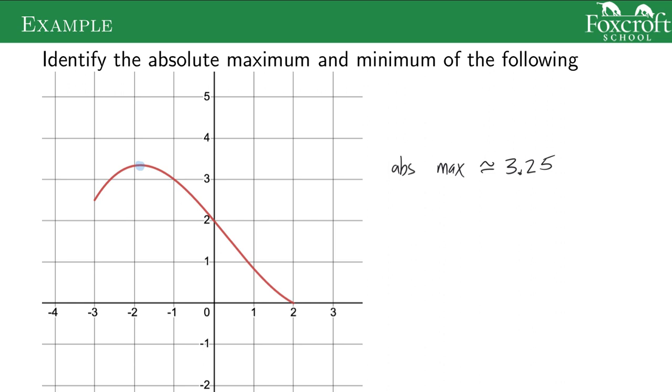And the absolute minimum, same idea, but it's the lowest down value, and that's going to be here. And that's much easier to estimate. Our absolute min is 0, because the lowest y value we get is 0.